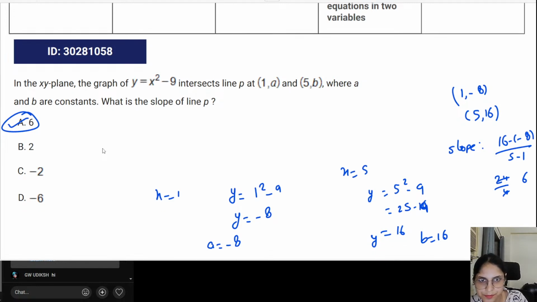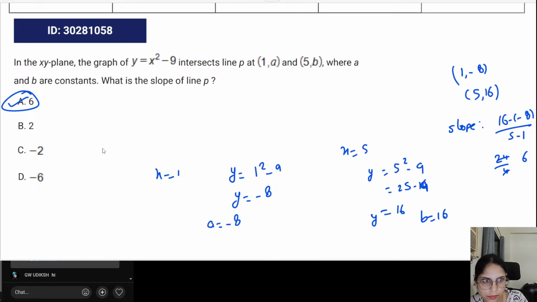Okay? Because it is intersecting at 1 comma a, so it should satisfy that 1 minus 9 is negative 8, a is negative 8. 5 squared, 25 minus 9 is 16. So yeah, 16 minus negative 8 is 24. 24 divided by 4 is 6.